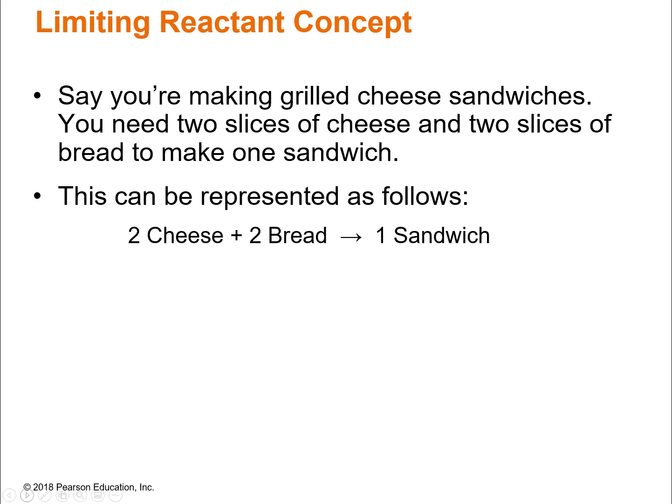Let's say you're making grilled cheese sandwiches, okay? Real basic. At the very minimum, you're going to need some bread and some cheese. 2 slices of bread, couple slices of cheese. This ain't gourmet, just straight up, gotta make something quick. If we wrote that as an equation, it would be 2 slices of cheese plus 2 slices of bread gives you 1 sandwich, okay? And we're not going to talk about putting butter on the outside or anything like that. We ain't talking about that. That's too complicated.